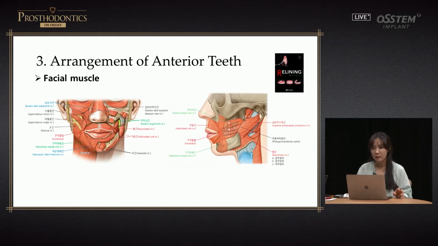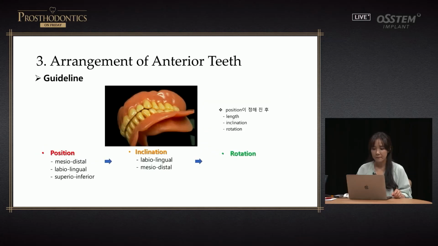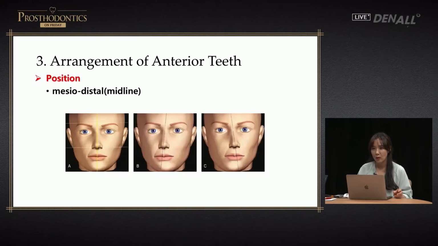Among them, the mechanism of the orbicularis oris and buccinator muscles would be very important. The modiolus is very important in determining the position of posterior teeth. After studying three-dimensional positions of anterior artificial teeth, mesiodistal and labiolingual inclinations will be determined. If necessary, aesthetically, rotation should be considered.